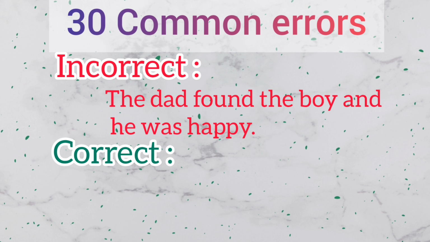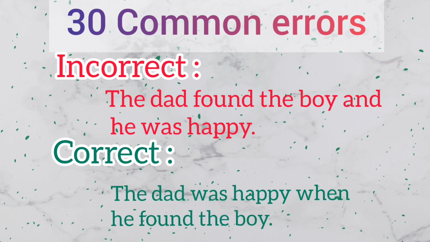Next one is: the dad found the boy and he was happy. The correct sentence is: the dad was happy when he found the boy. An antecedent is a word that comes before a pronoun and helps the reader understand what the pronoun means. Generally, you can clear up this confusion by rewording.